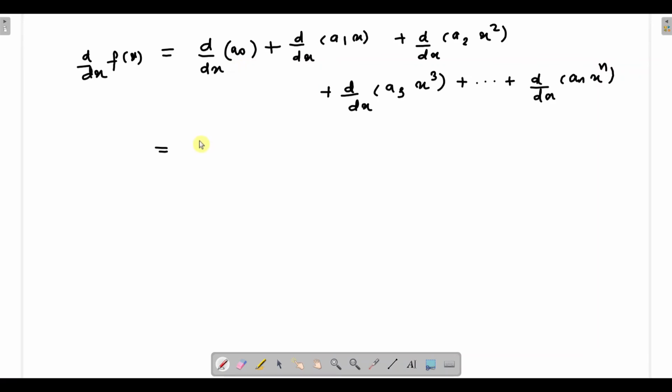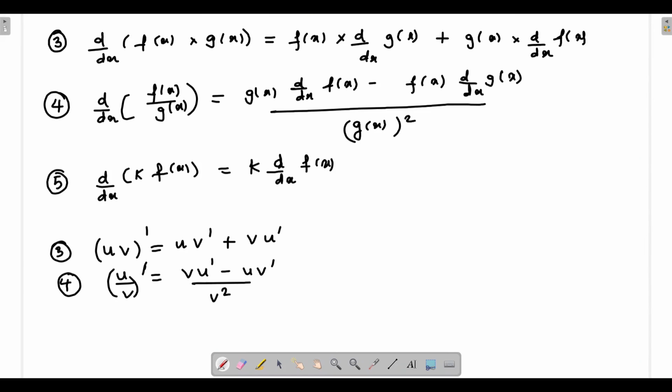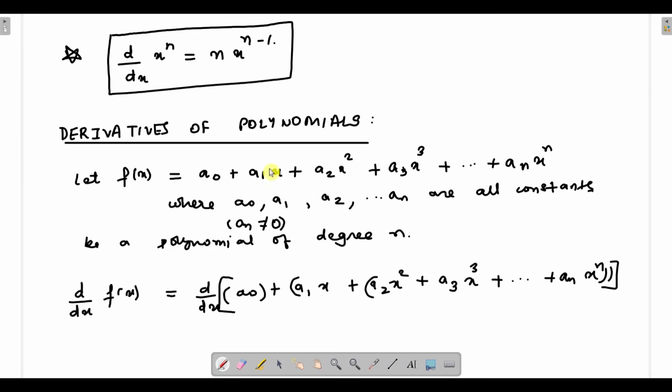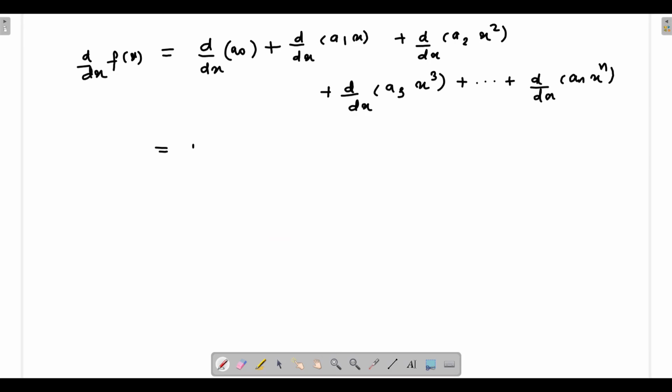Now the derivative of a naught is what? We have already seen that the derivative of a constant is 0. If a function is a constant k, then its derivative is 0. So what we will get here: the derivative of a naught will be 0, plus the derivative of a1x will be what? Now this a1 will come out here, and the derivative of x, and then so on. a2 will come out, that is a constant, that is why. Then the derivative of x square.